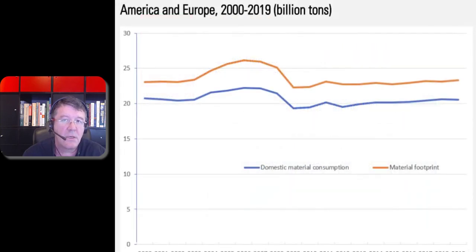Looking at these two indicators from 2000 to 2019, the difference between them never fell below 11%, and between 2005 and 2008, it was more than 17%.